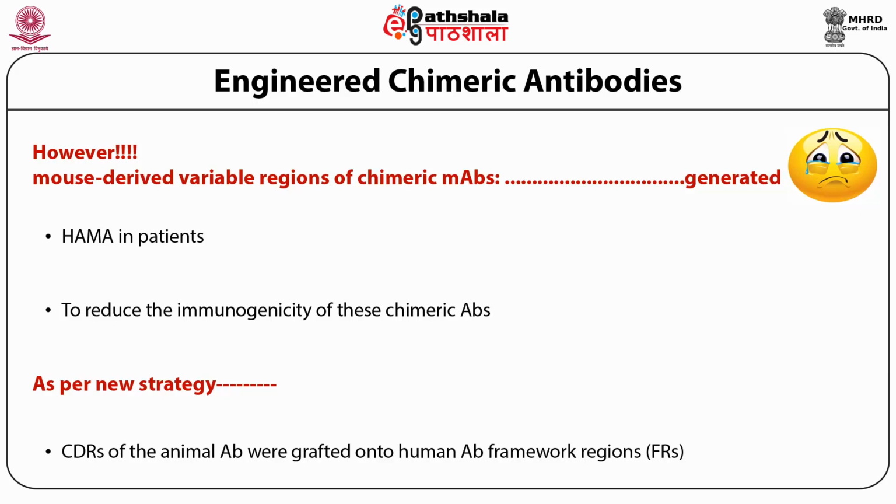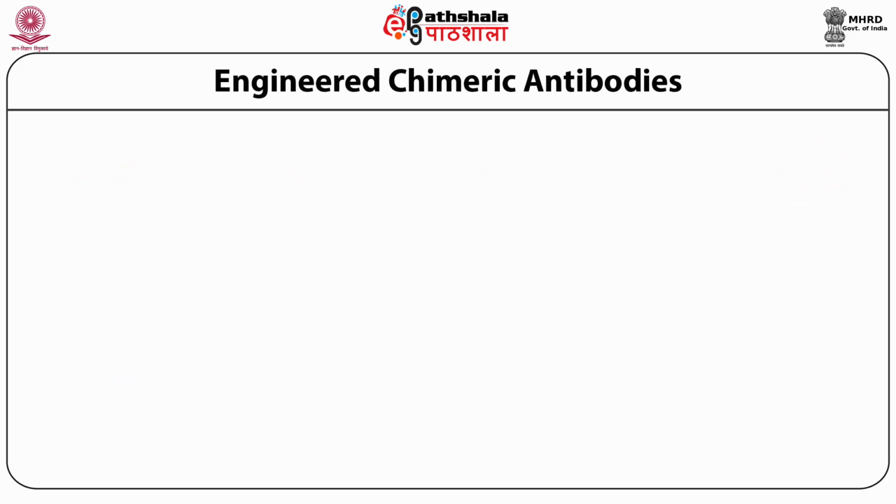So to further improve such an antibody as a therapeutic agent and to reduce its immunogenicity, antibodies were generated where, instead of grafting a complete variable domain, only the CDRs of the animal antibody were grafted onto the human antibody framework. CDR is the hypervariable region, which actually contributes to the binding of an antibody to its antigen. So what does CDR grafting involve?